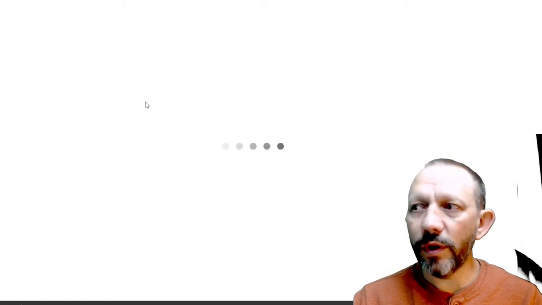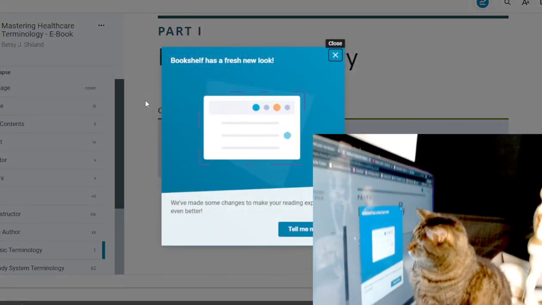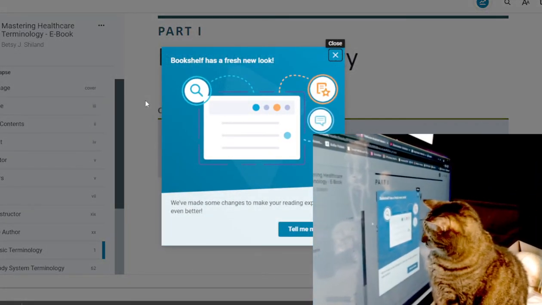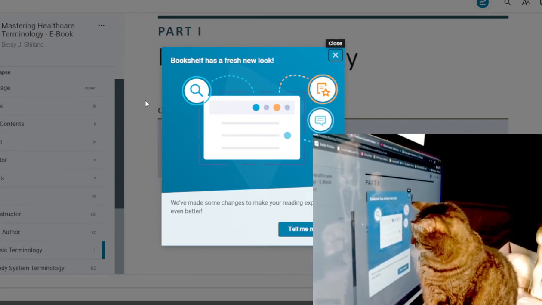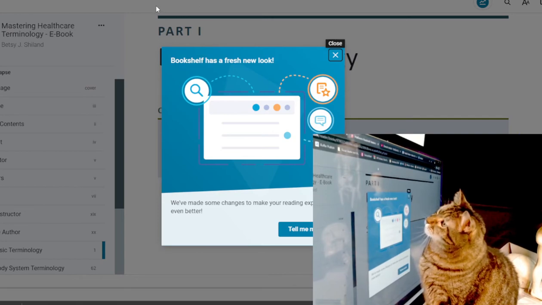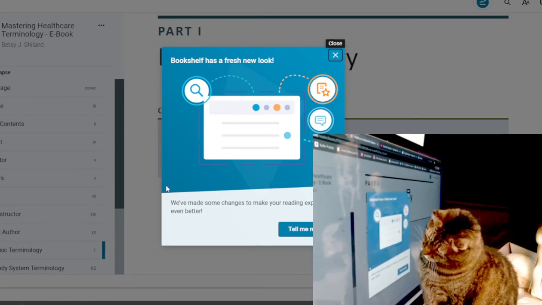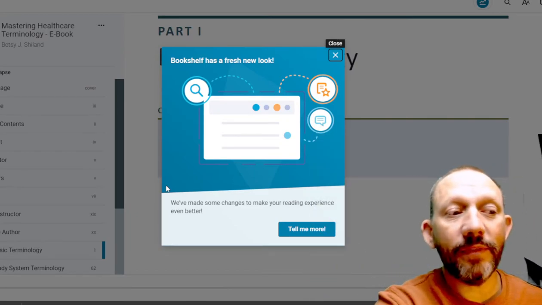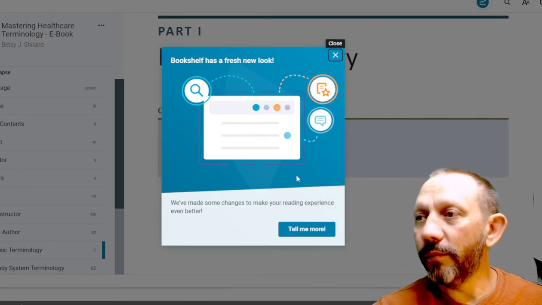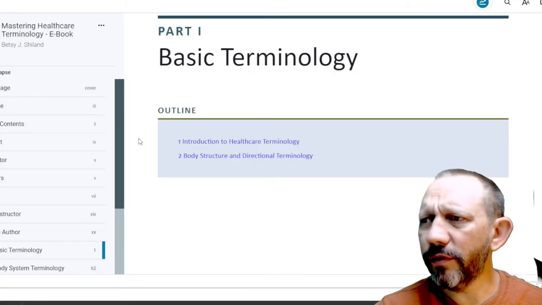The cat is also watching my video. Check this out. There's the cat right there. He's watching. There, he's watching the whole thing, and we can play with him. He's going to follow around the mouse. That's what he does, and he bothers me the entire time. Anyway, so that's what I get to deal with. So he's telling me more of this fresh new look. I don't care if it has a fresh new look.